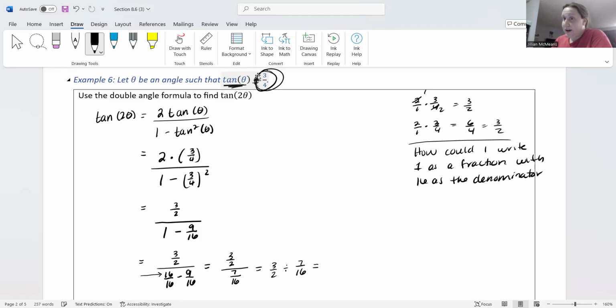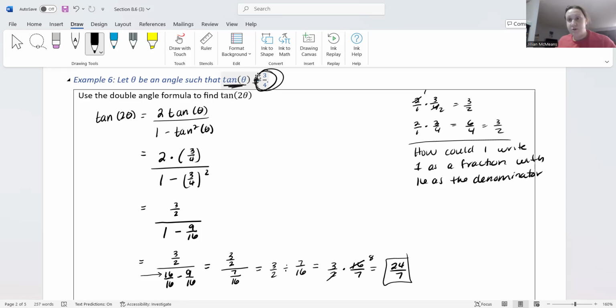Hopefully you remember how to divide fractions. The first one stays the same, and you multiply by the reciprocal of the second one. So let's see, this 2 divides into this 16 8 times. So we should get 24/7. All right, and that's it.